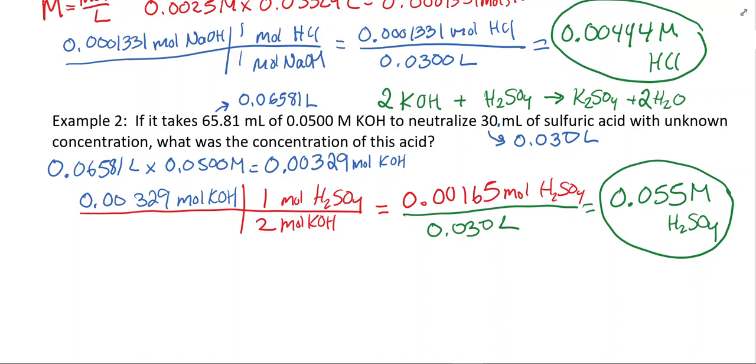So because this reaction is not one-to-one, this step is essential to make sure that you have your appropriate ratio of 1 to 2. So you end up with 0.00165 moles of H2SO4 divided by 0.030 liters to give you the concentration of H2SO4 as 0.055 molar sulfuric acid.